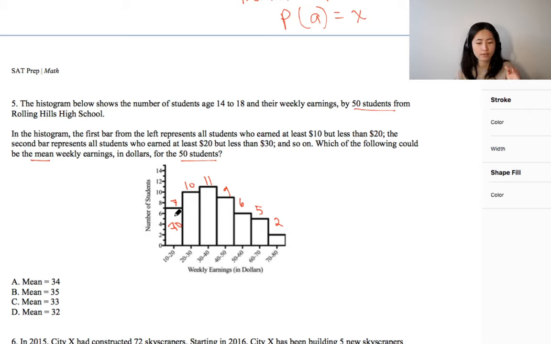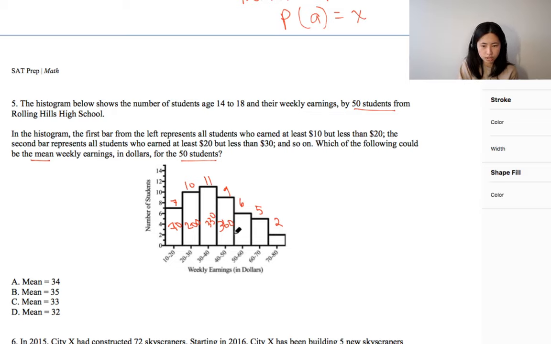And then on the other hand, if you have 20 to 30, we can just use 20 as your base because you need to earn at least 20, but it's not $30. Does that make sense? Because it has to be less than 30. So 10 times 20, that would be 200, right? For 10 students. And then for this bar, we have 30 times 11. So that would give us 330, right? And then for this bar, we have 9 times 40. So this is 360. And then for this bar, we have 6, and this is times 50.